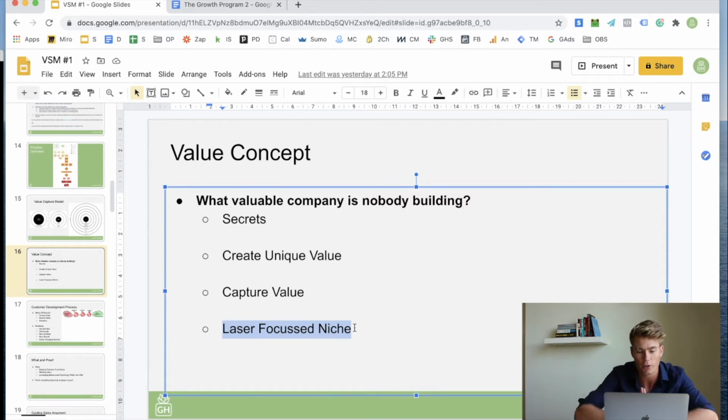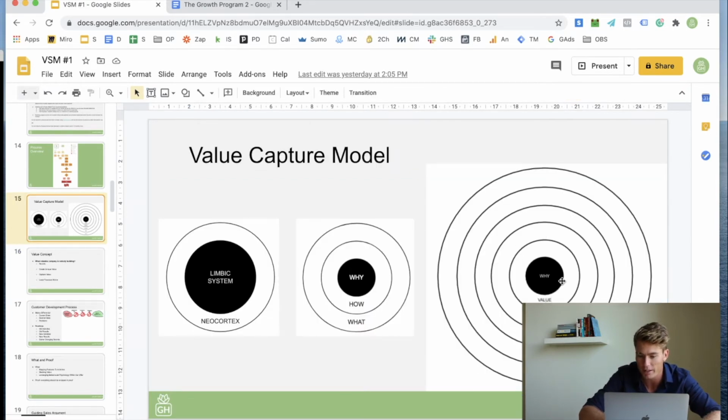So great example of this, Facebook. They started in the Harvard campus and really got established as the social network in the Harvard campus. No one used anything else. Then they expanded out to all universities across America, and then after that they've gone to the world. Okay, so that is why we focus on a laser focused niche to get started. So that was this circle of the value capture model, guys.